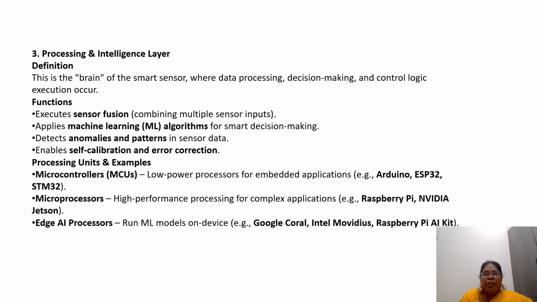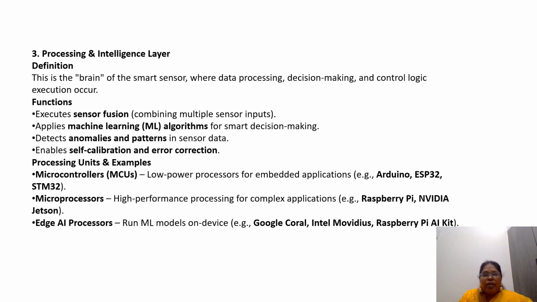And the next one is apply machine learning for smart decisions. To make the decision, it uses machine learning algorithms to detect anomalies and patterns in the sensor data. If there are any anomalies present in the sensor data, it will detect them, and it enables self calibration or self correction. It will automatically correct. If you're using automatic controllers, then whatever error comes, it will automatically correct it, process the values and give them to the next step.